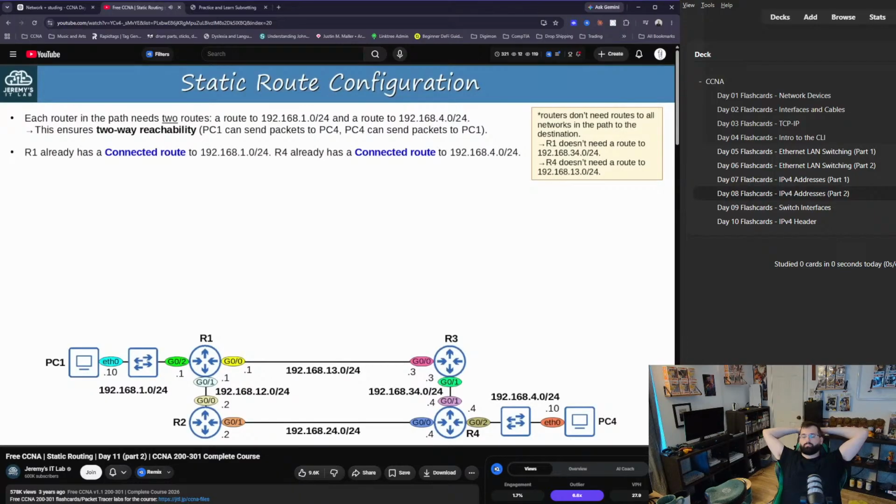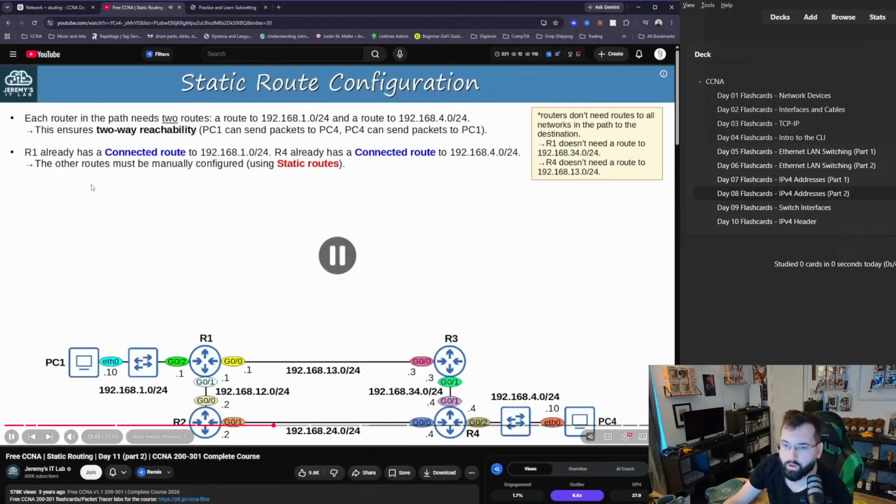Okay, continuing on. R1 already has a connected route to 192.168.1.0/24, and R4 already has a connected route to 192.168.4.0/24. However, the other routes must be manually configured using static routes. Before we get into actually configuring static routes... Okay, so R1 is already connected to this. And R4 is already connected to this. Let's plan out the routes we will configure.